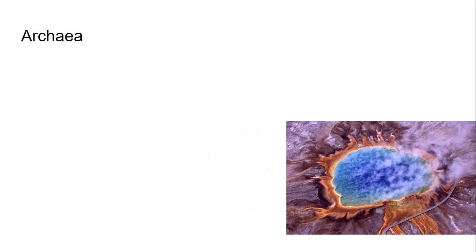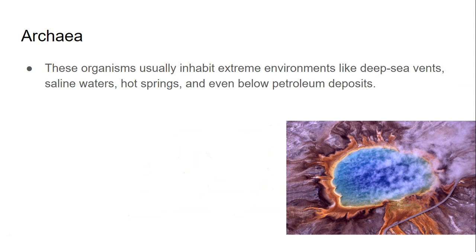So, archaea, these organisms are ones that usually inhabit extreme environments. This is the number one thing that separated out archaea from bacteria, and one of the number one things you'll hear people talk about that explains the difference between them. Archaea live in extreme environments like deep sea vents, saline waters, which is just super salty, hot springs, and even below petroleum deposits. These are places where not a whole lot of life can exist because there are such extreme temperatures or concentrations of solutes. But these organisms have figured out how to survive within those places.